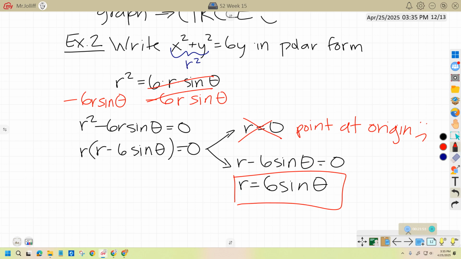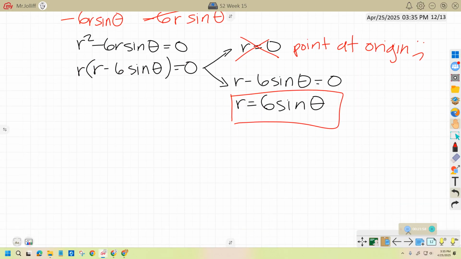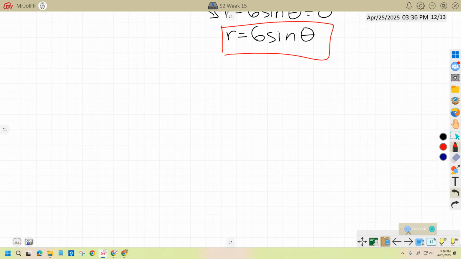Okay. So, question is, what happens when we try to go backwards? Sometimes you encounter an equation in polar form and the shape isn't very obvious, but when you rewrite it in Cartesian, it's immediately obvious what it is. So sometimes we do actually want to go backwards.